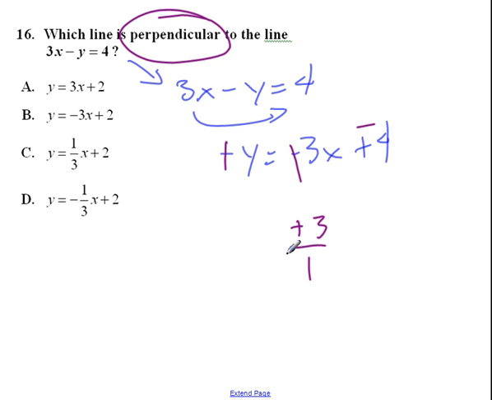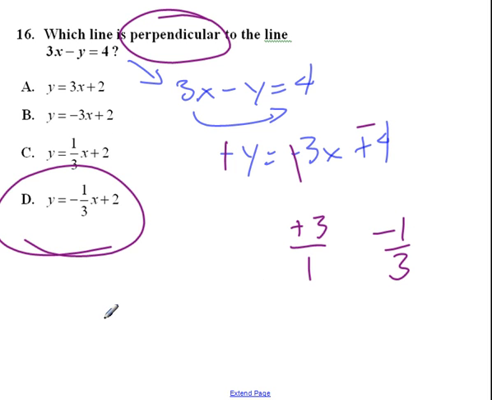Perpendicular slopes, you might remember, are negative reciprocals of each other, which means we need to flip it over and change the sign. So I'm going to flip it over, 1 over 3, change the sign, make it negative. Which one of these has a negative 1/3? This guy right here.